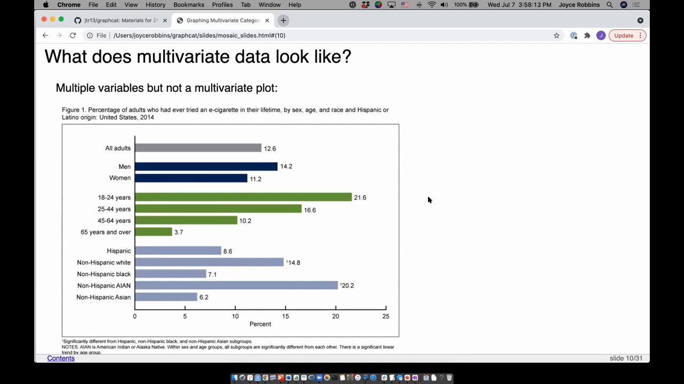So we have the percentages for men and women, for different age categories, for different racial categories, but none together. So that, in my mind, is just a series of univariate data. It's not truly multivariate because you don't have any interactions. You don't know how the two, or three, connect. So we're interested not in data that looks like this, but in truly multivariate data.